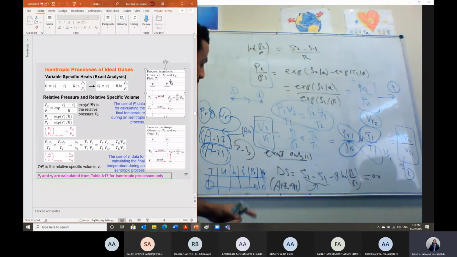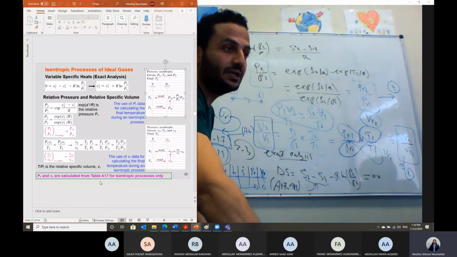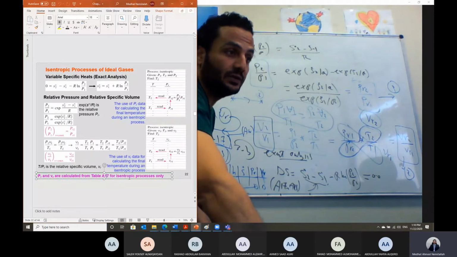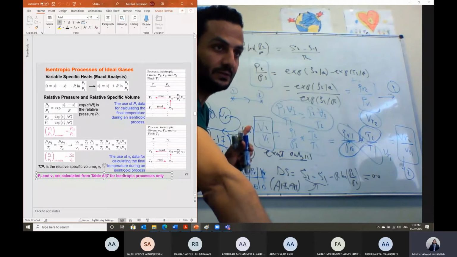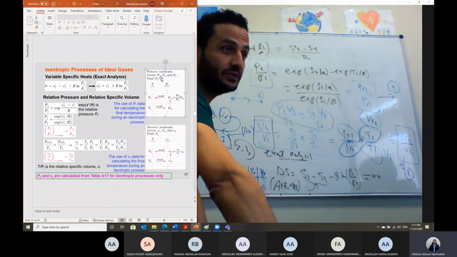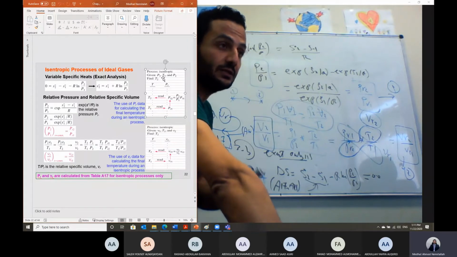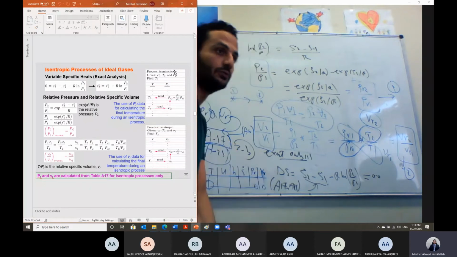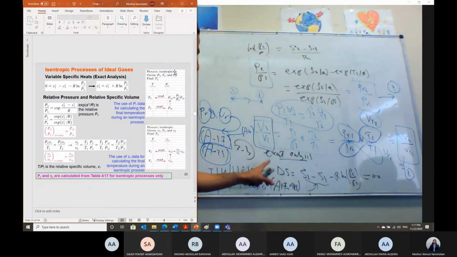But those two values, relative pressure and relative specific volume, are only applied when we have air undergo an isentropic process. Those values are only applied in this case. But if P1 and T1 are given at the inlet of the compressor and the pressure P2 is given, and I need to calculate the final temperature T2, following the exact analysis.